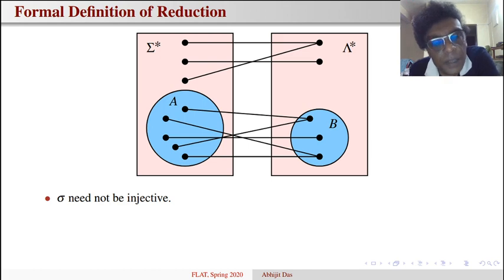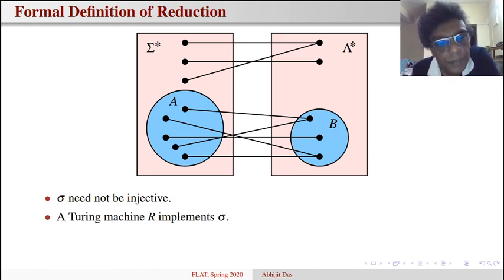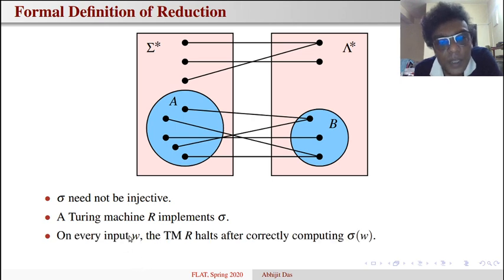Now this is not needed to be injective. And we want this sigma to be realized by a Turing machine. So it is something that a Turing machine can do. More importantly, on every input W, this TM that converts W to sigma of W must halt after correctly computing this image. I will call this Turing machine R a reduction algorithm.